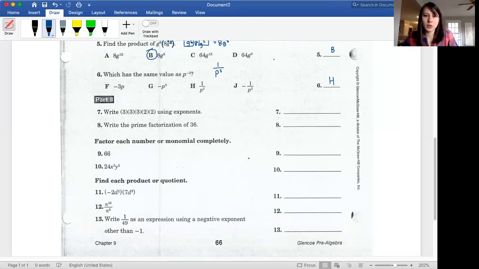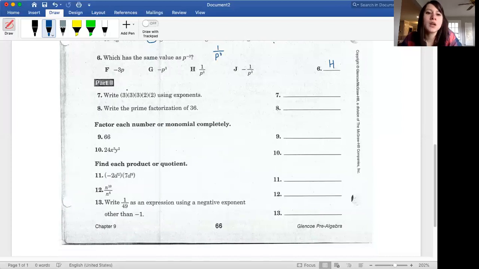Okay, now short answers, kind of writing this out on our own. Write this as an exponent, so 3 times itself 3 times, and then 2 times itself 2 times. And so that's as simple as that.